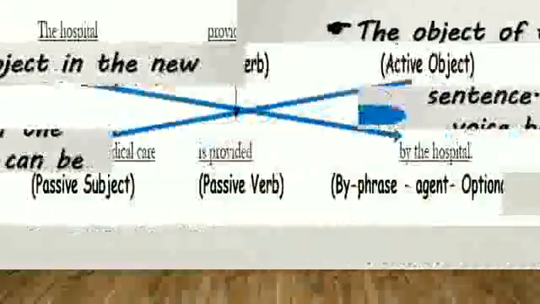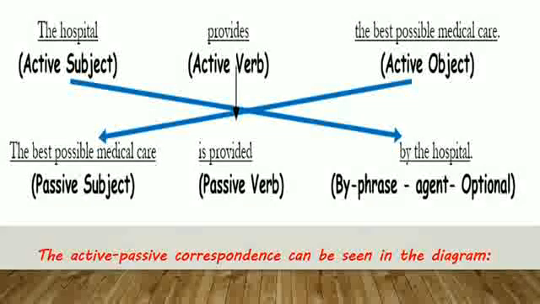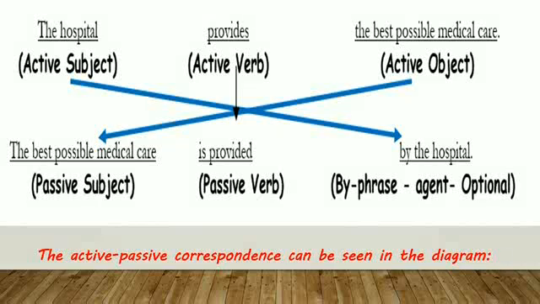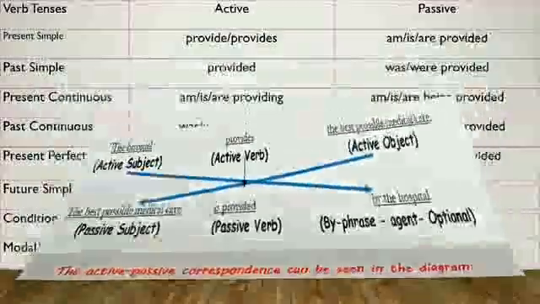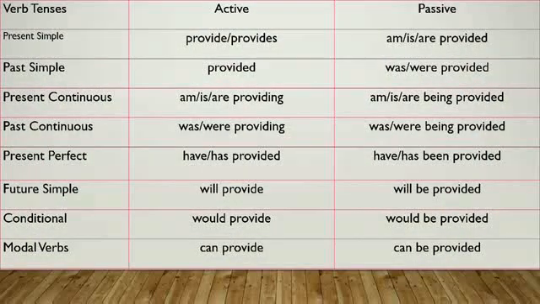Like, English is spoken worldwide. We don't need the agent here. The hospital provides the best possible medical care. Have a look at this diagram. The hospital, the subject, becomes the agent in the passive. The verb provides becomes is provided. So the verb to be is conjugated in the tense of the verb in the active, which is present simple. The best possible medical care, which is the active object, becomes the passive subject. That's why we start with it. So the sentence in the passive becomes: the best possible medical care is provided by the hospital.